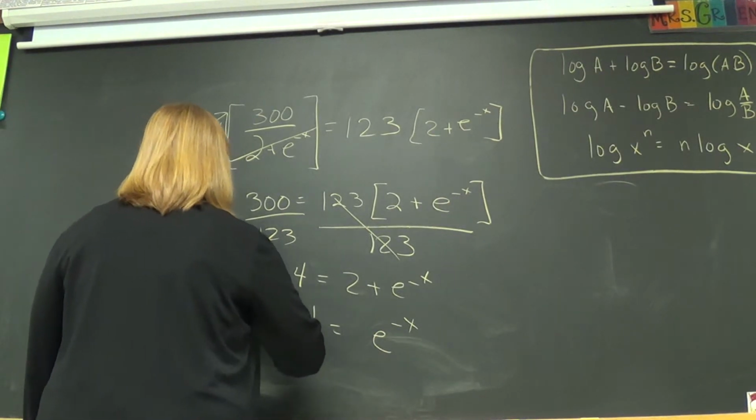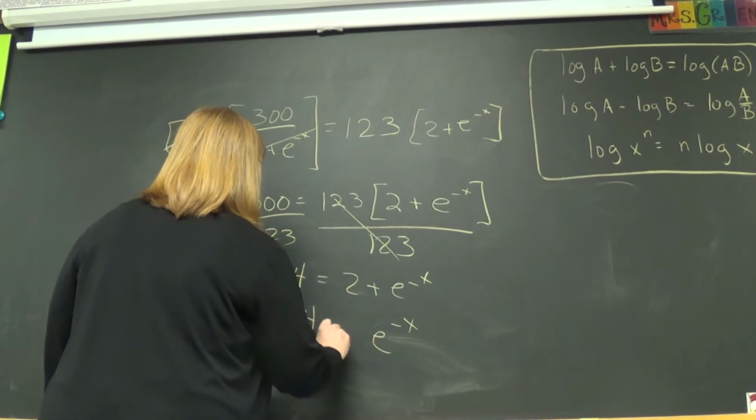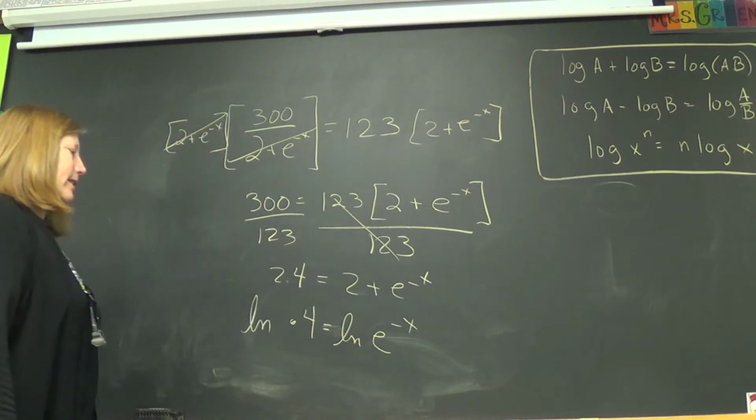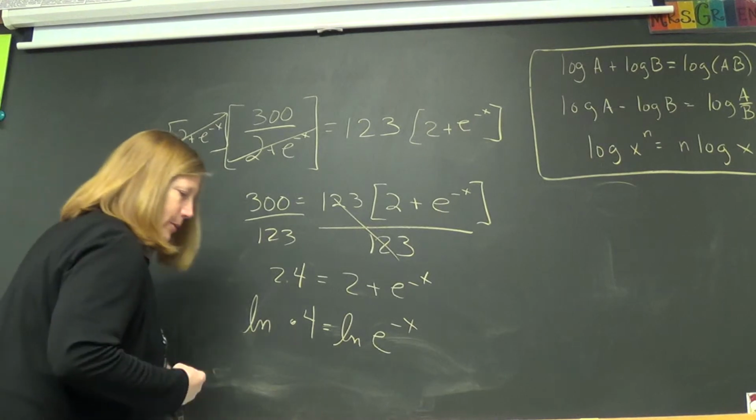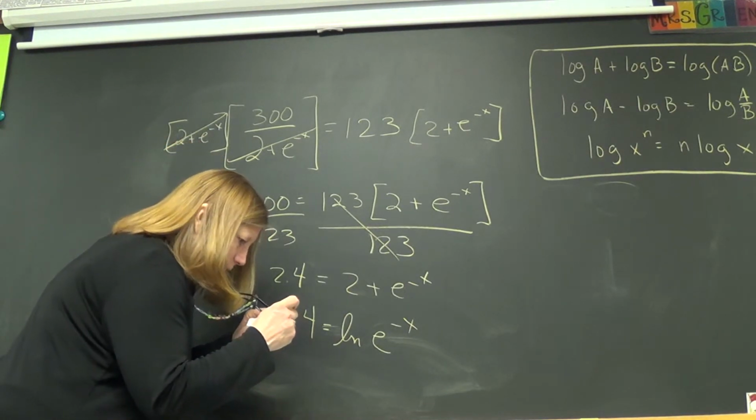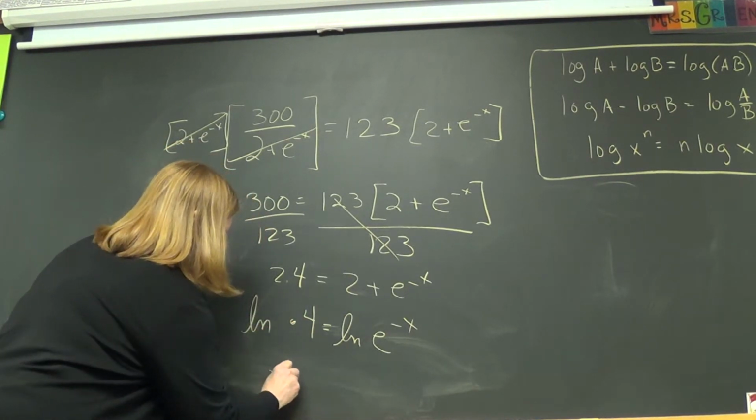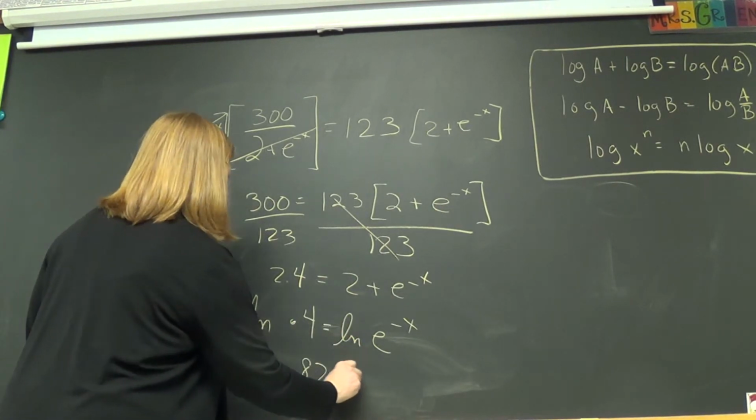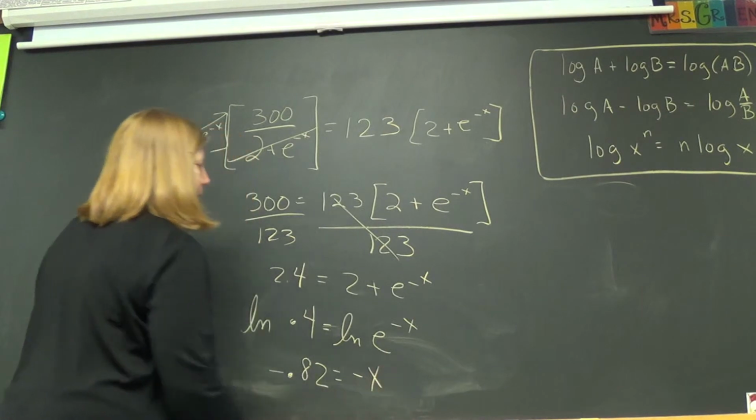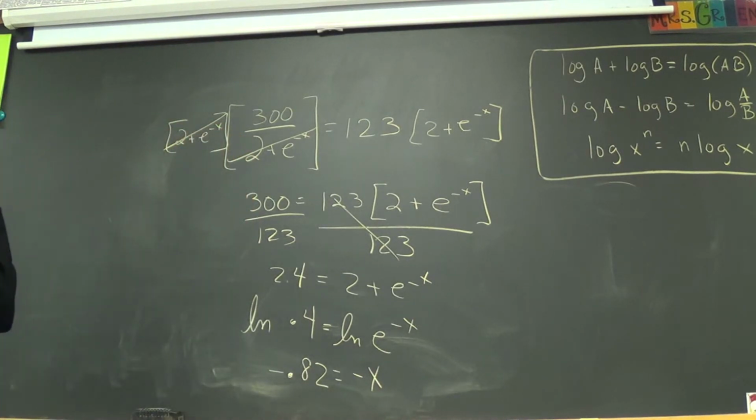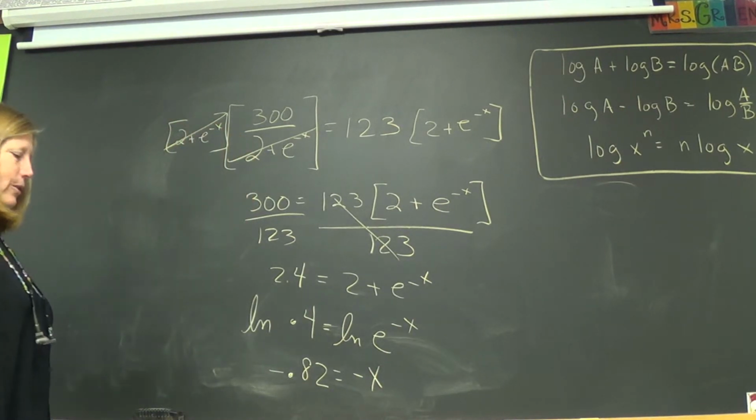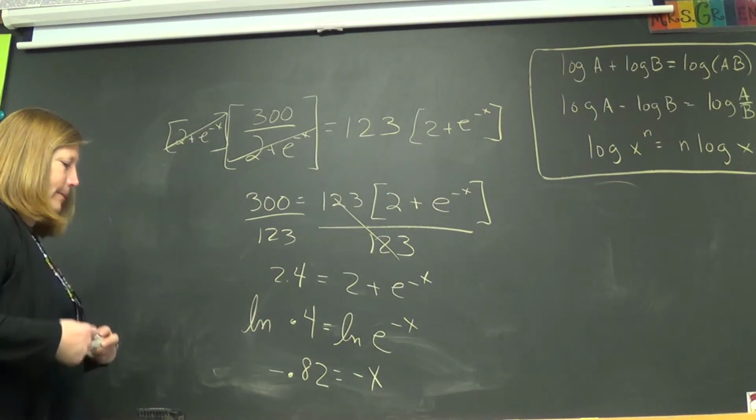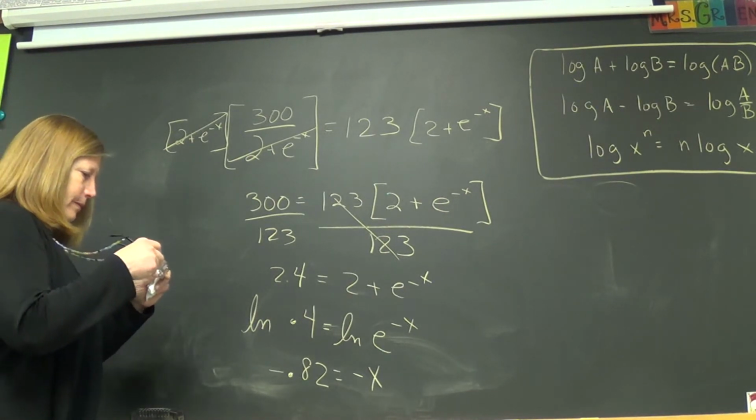Yes, you need to take some log. Log would work as well, but ln will simplify. ln of 0.4, I got a negative 0.82 it looks like. And this negative x runs down in front. We know ln of e is just 1 again. So all I have to do is switch the signs, right? Yeah, you don't even need the calculator.